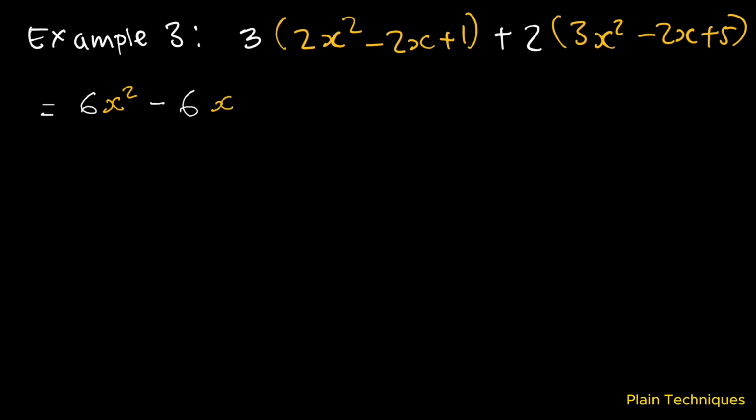Now move on to the next part. Positive multiplied by positive is positive. So I'm going to put a positive there, and therefore 3 multiplied by 1. So that will be equal to 3.